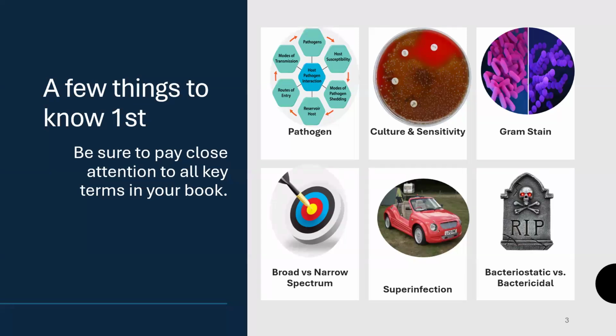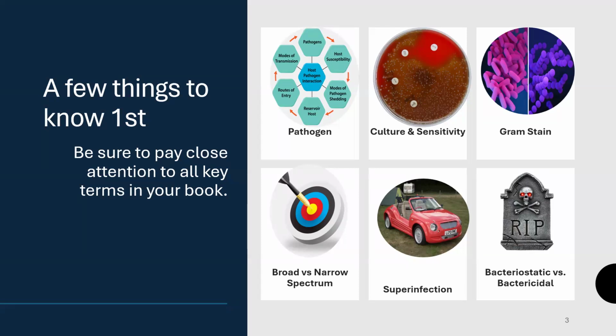And look up the key terms in your books as well. But a pathogen is really an organism that causes disease to its host. Culture and sensitivity is really a test that is done to see if the antimicrobial drug that we want to use will work against the organism.